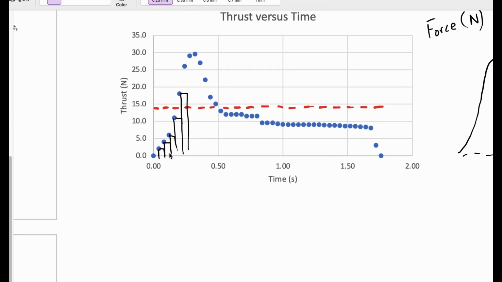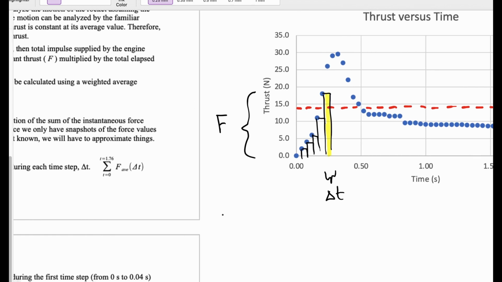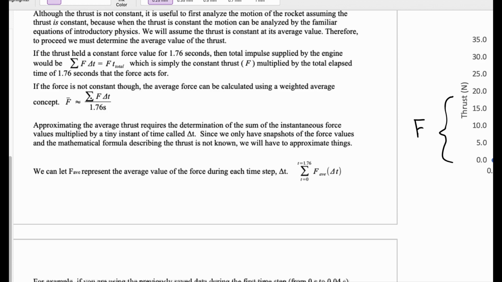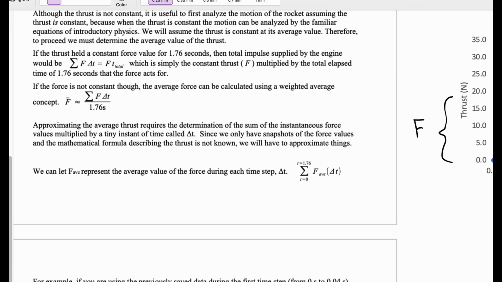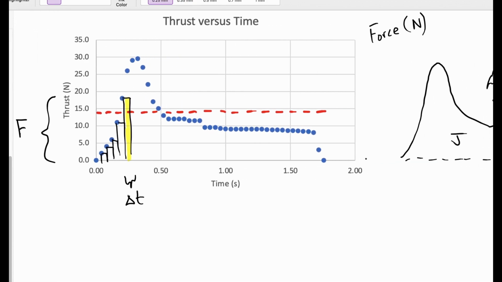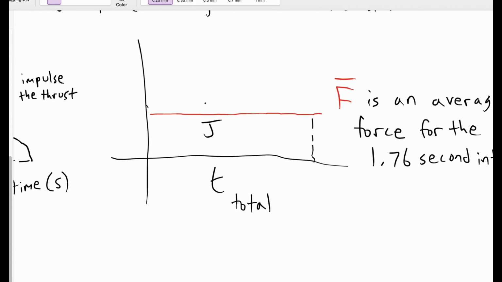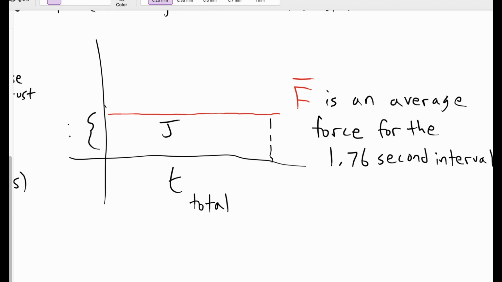Each one has a height of F, and it's going to have a width of a little delta t. So that would be just one contribution to the impulse right there. All right? That's what that says. And what they're saying is that if we did that here, it would be the same as just multiplying the average force times the total time. That's what it says.